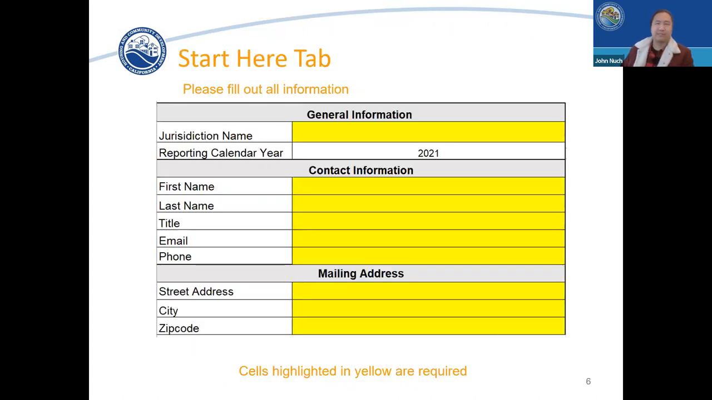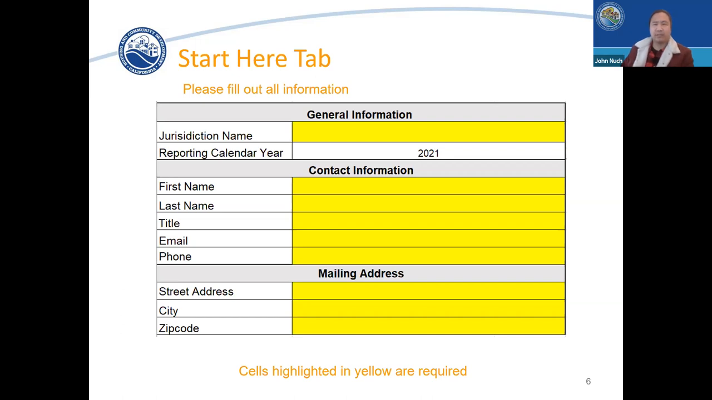We'll start with the Start Here tab. Here, you would enter the jurisdiction name and all contact information, including the mailing address. There is some conditional formatting in the form. As you can see, the required cells are highlighted in yellow. Some cells only become yellow once part of the row or the table is filled out. That is, once certain tables or rows start being completed, there are accompanying cells in that row that must be completed. The yellow also goes away when you've provided the requisite information. So any yellow in your APR should be a flag for you.